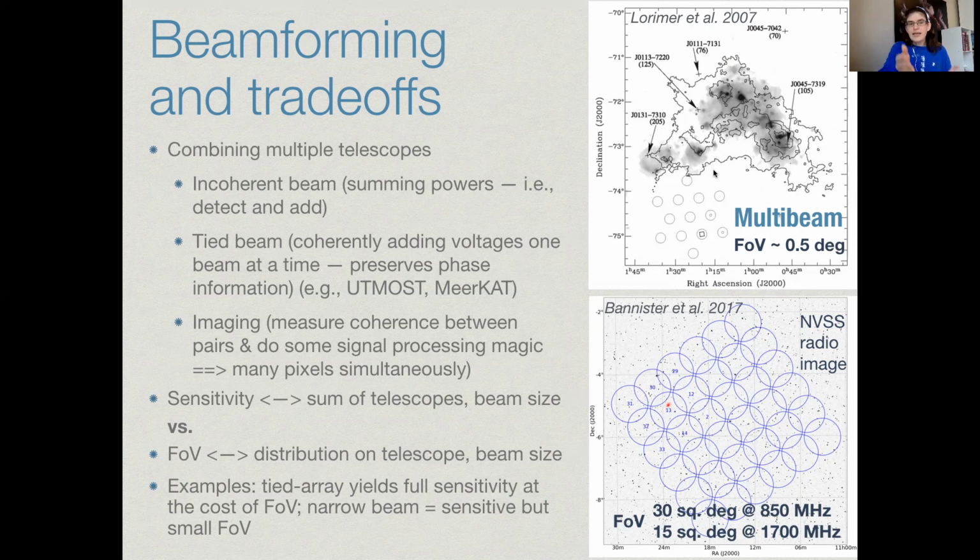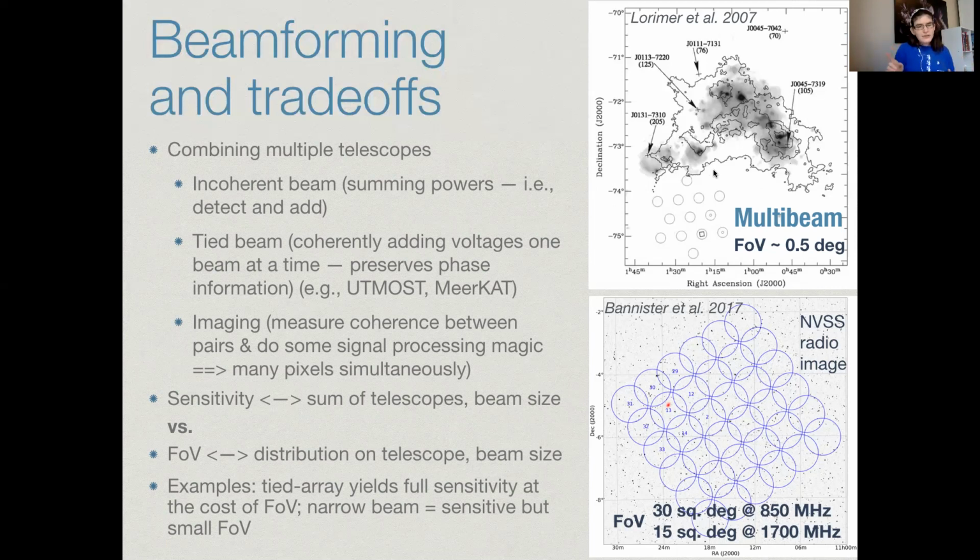Or we can image. Now, this is the same as what a normal radio interferometer does, measuring coherence between pairs and doing a bit of signal processing magic to get lots of pixels simultaneously. Only in our case, we need to make a lot more of them on short timescales. So regular magic, but done really fast. It's worth noting here that typically FRB searches are run on the total intensity data, so throwing away the polarization information, since this helps to reduce the data volume in general.